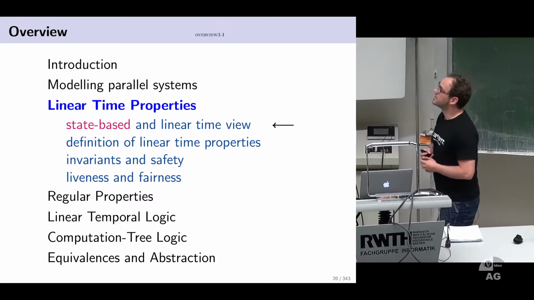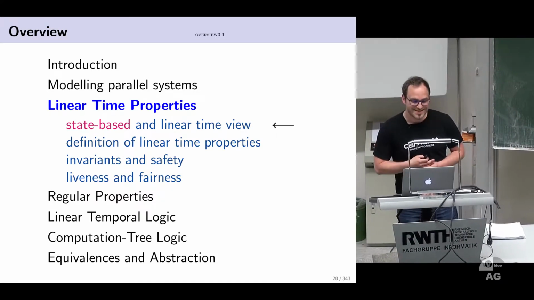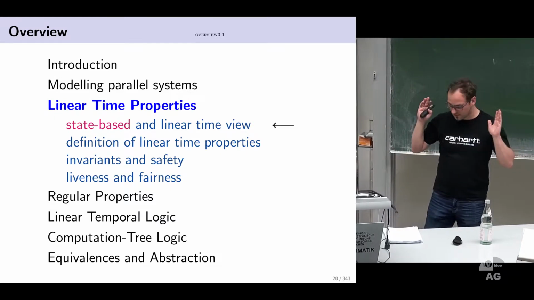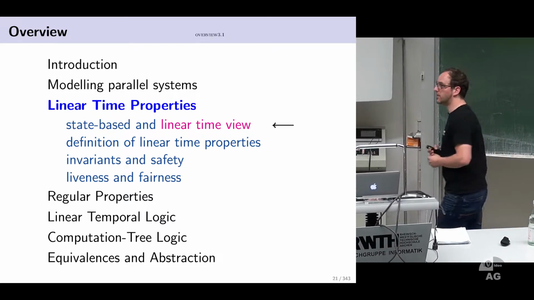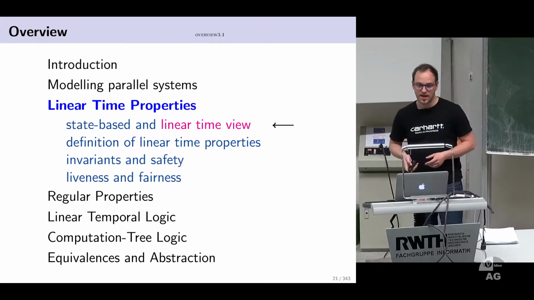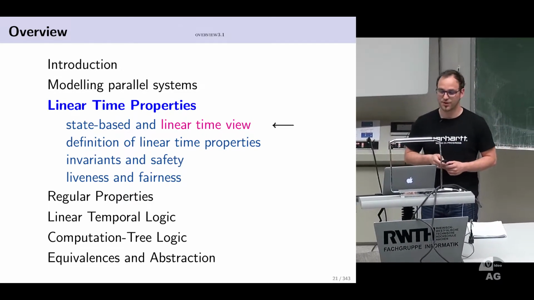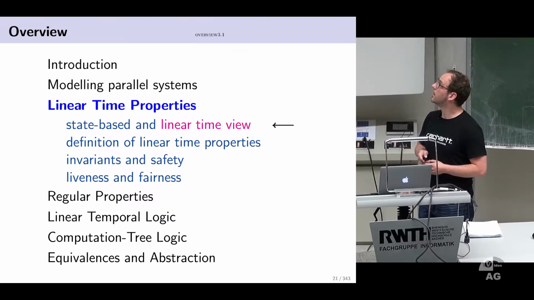Okay, so now we've discussed what we understand under the state-based view of a transition system. So we just look at the atomic propositions and the labelings of the states. Next, we're going to take a step at what is called the linear time view.